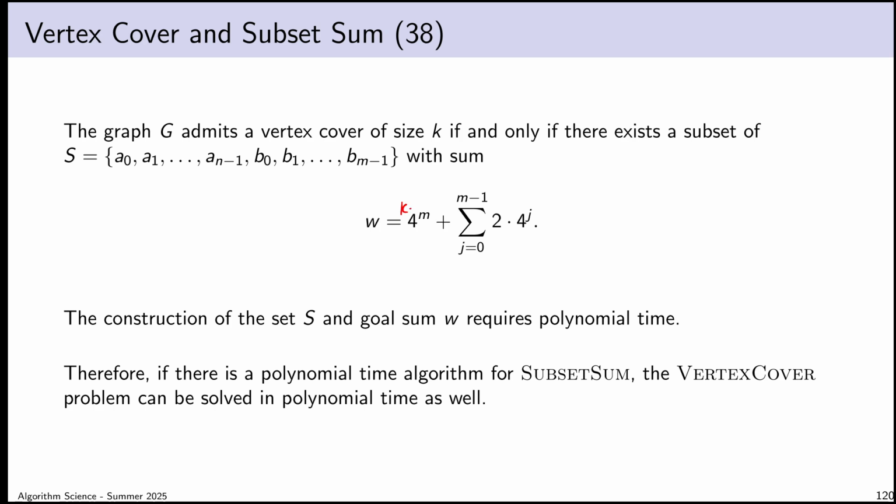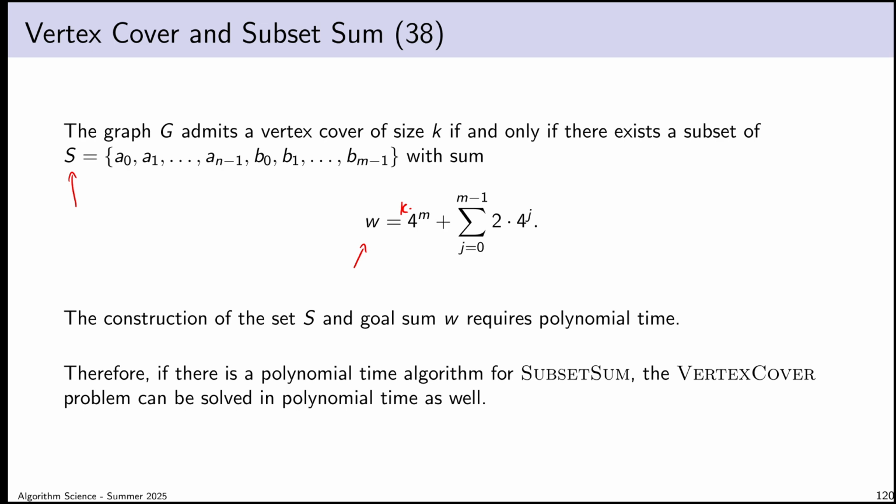We're mostly using this as a way of building to our ultimate punchline for this lecture, which is that if a polynomial time algorithm exists for subset sum, we can definitely solve vertex cover as well. And this is enough to complete the reduction. So I've turned an instance of vertex cover into a set S and a goal sum W, such that if there is a subset of S with sum W, then there is a vertex cover of G with size k, which in turn means that there is a vertex cover of G with size at most k, which means I've solved the vertex cover problem.